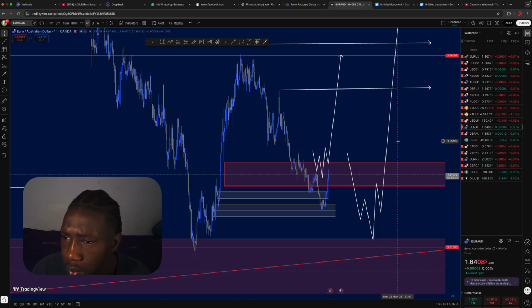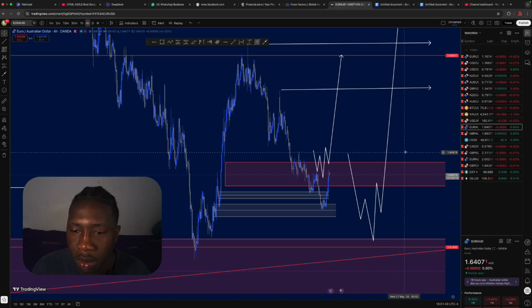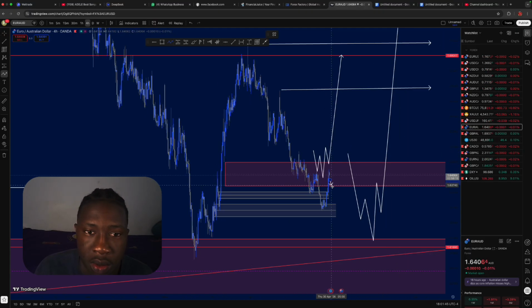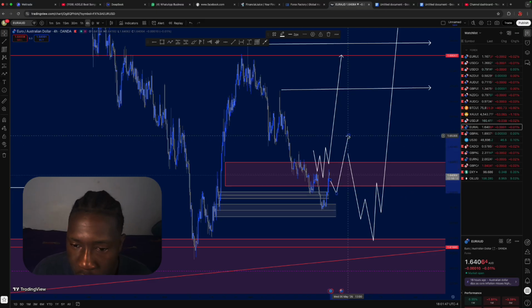AUD, Euro AUD, the market is now moving up. Euro is now gaining power. So we are looking for a pullback to take the markets up.